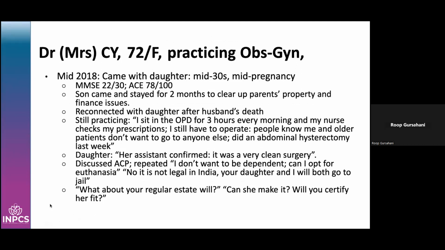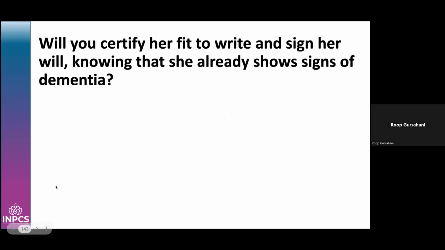So the other question that I asked her was whether she had made her regular estate will. Meaning splitting her property, because the husband had passed on and all the property now was in her name. The husband had made no will. So she had to do it. So the issue for me was whether I could certify her as fit to write and sign her will.